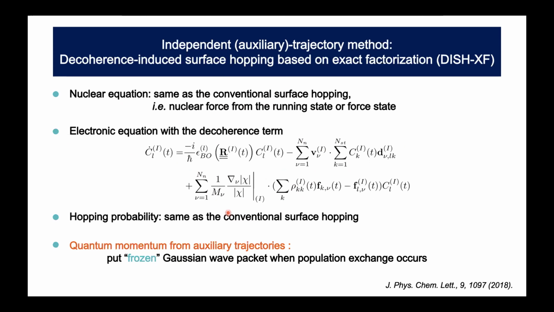And the main part is this one. To evaluate this decoherence term, we have to calculate the quantum momentum from the independent trajectory, right? So here we introduce auxiliary trajectories. And in the auxiliary trajectory, we simply put a frozen Gaussian, where the width of the Gaussian is determined from the initial distribution function. Then we just follow the trajectories, calculate the auxiliary trajectories, and then calculate the quantum momentum. Then we evaluate this kind of term here.